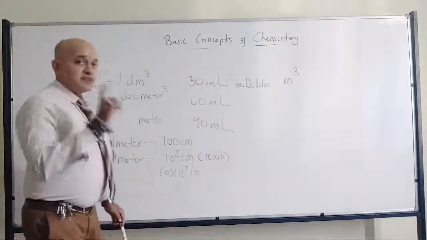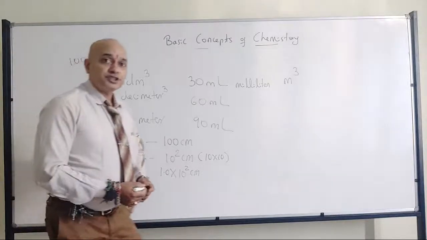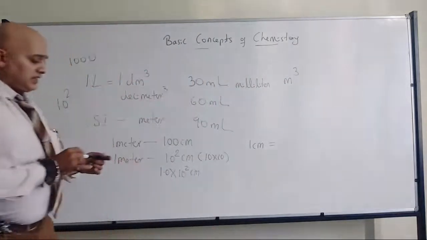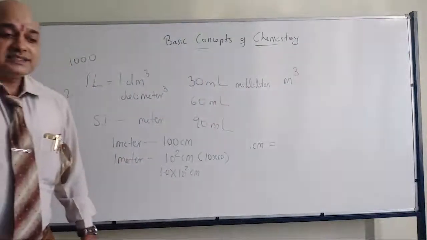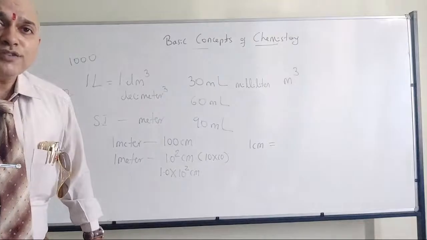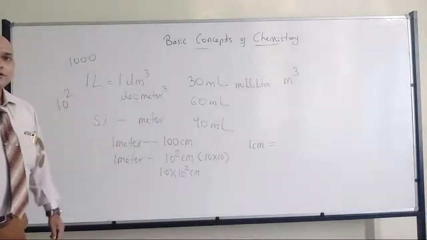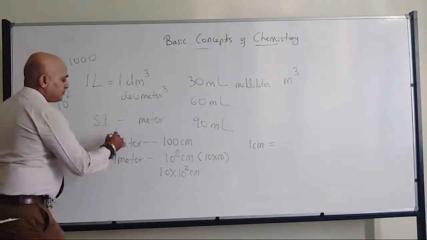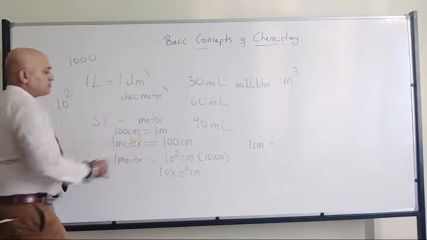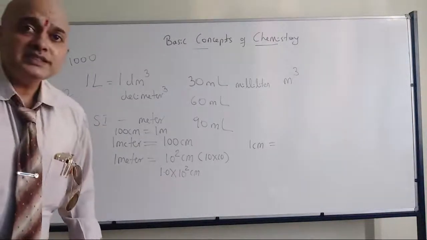Now I have a question. Listen to me carefully. Can you tell me, 1 centimeter is equal to how many meters? Any one of you? 1 meter is equal to 100 centimeter, or 100 centimeter is equal to 1 meter. Small m is the symbolic representation for meter. Now, 1 centimeter is equal to?